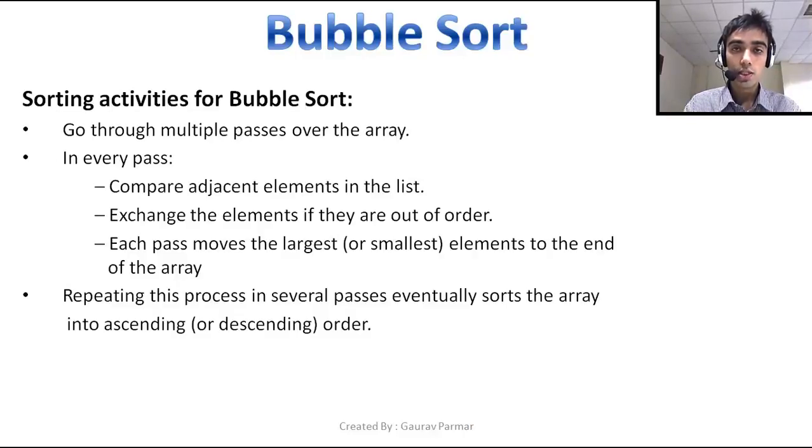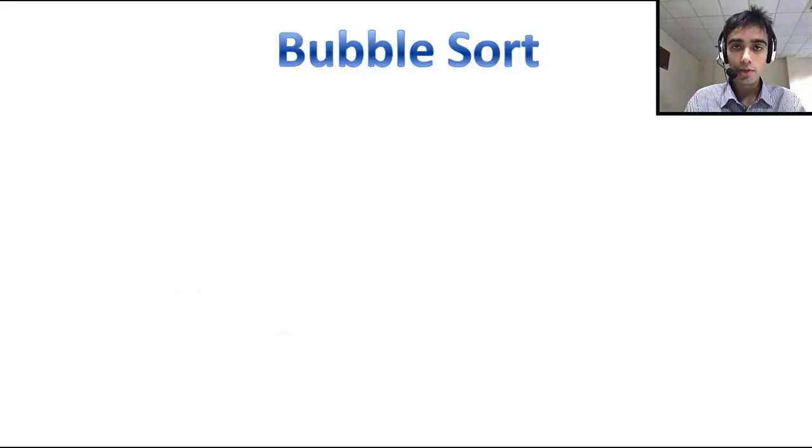This will eventually result in a sorted array, and this sorted array could be in ascending or descending order depending on the type of algorithm that you have used. Now I would like to demonstrate the working of bubble sort. You will actually be able to see what is happening inside a bubble sort.